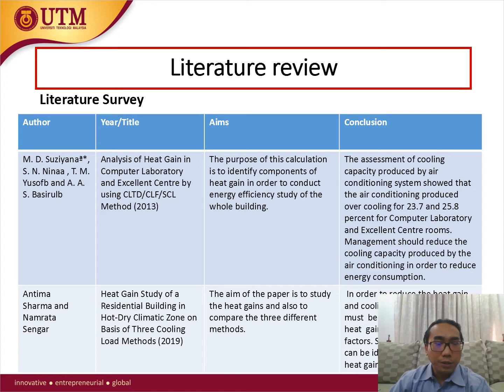For literature survey number 4, the title is Heat Gain Study of a Residential Building in Hot Dry Climate Zone on basis of 3 cooling load methods, done by Antima Sharma and Namarata Singha. The aim of the paper is to study the heat gains and also to compare the 3 different methods. In order to reduce the heat gain and cooling load, major attention must be paid to roof and wall heat gain along with the other factors. Suitable passive measures can be identified on the basis of the heat gain study.